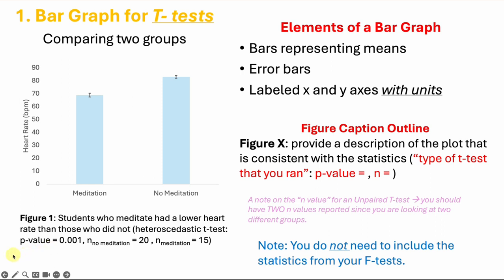Okay, so first up we have our t-test. No matter what type of t-test you're running this semester, you're going to make a bar graph. And remember, a t-test is comparing two groups. It could be the same group that you're testing twice, which would be a paired t-test, or it can be an unpaired, where you will do the f-test for variance again, and then you will determine if the variance is equal or unequal, which will then tell you if you're running a homo or heteroscedastic t-test.